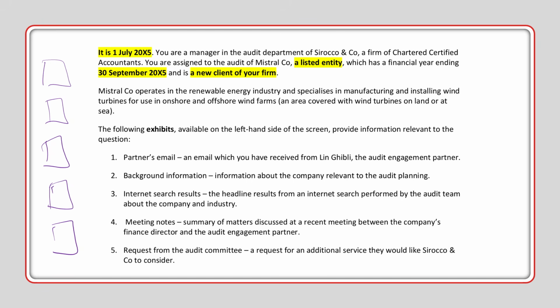So today's date is the 1st of July. This is a listed company. The year end is the 30th of September, and this is a new audit client for my firm. They operate in the energy industry and they specialize in manufacturing and installing wind turbines for use in offshore and onshore wind farms. And they've explained what a wind farm is. They've given the names of all the exhibits that I won't worry too much about because I am going to be reading through this one by one in any case.